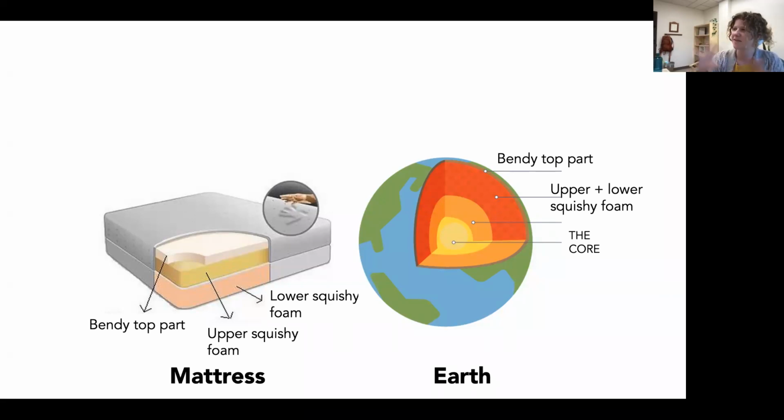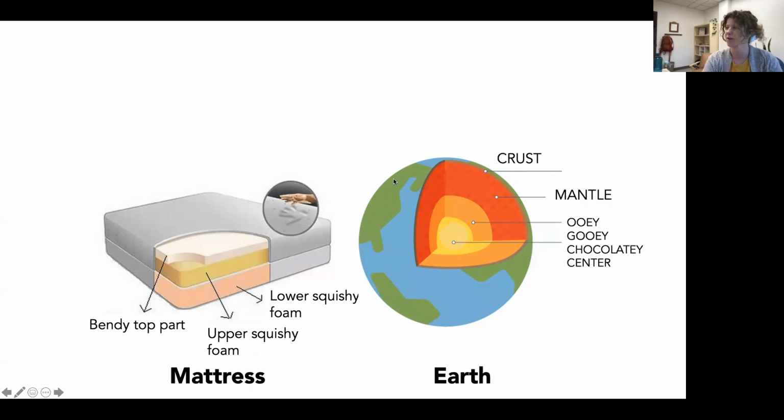So this is kind of our analogy here: the Earth is the mattress that we lie on, and the Earth has a bendy top part and 2 layers of squishy foam, and it has a core. We'll kind of ignore the core. What that really is, there's the Earth's crust, there's the Earth's mantle, and then there's the ooey gooey core that we're going to just kind of ignore in this talk.